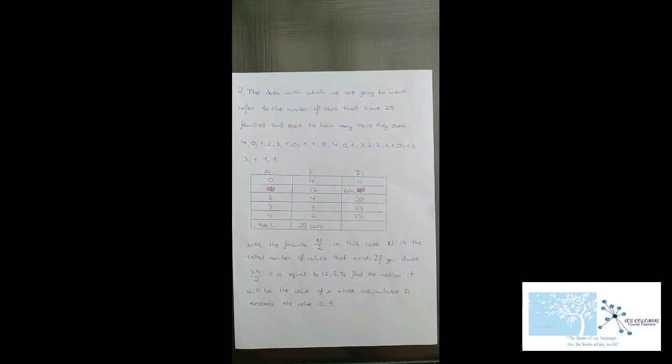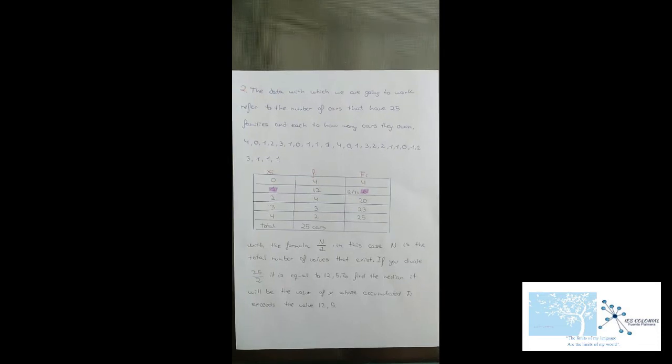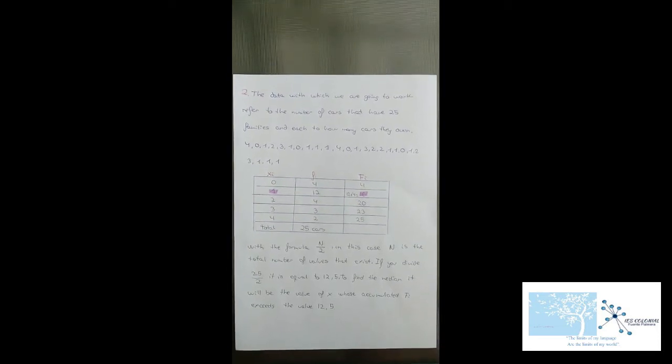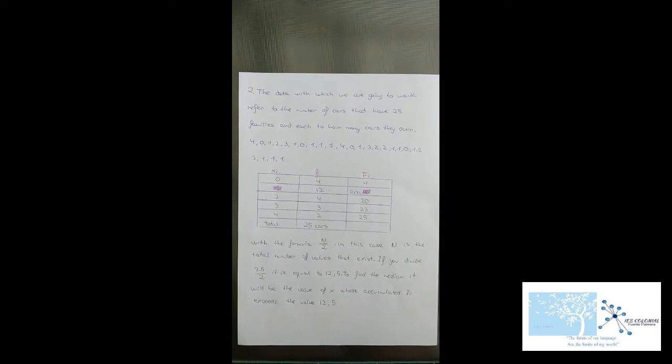To find the median, it will be the value of x whose accumulated frequency exceeds the value 20.5. For this reason, the first accumulated frequency that exceeds 20.5 is 16 plus 25. For that reason, Me is equal to 1.